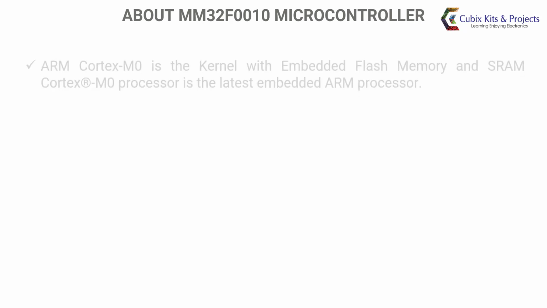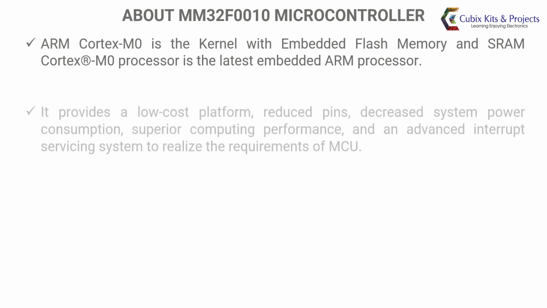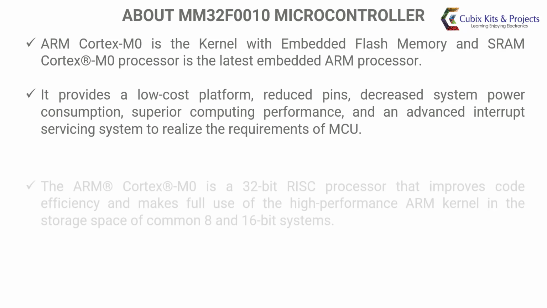ARM Cortex M0 is the kernel with embedded flash memory and static RAM. Cortex M0 processor is the latest embedded ARM processor. It provides a low-cost platform, reduced pins, decreased system power consumption, superior computing performance, and an advanced interrupt servicing system to realize the requirements of MCU.